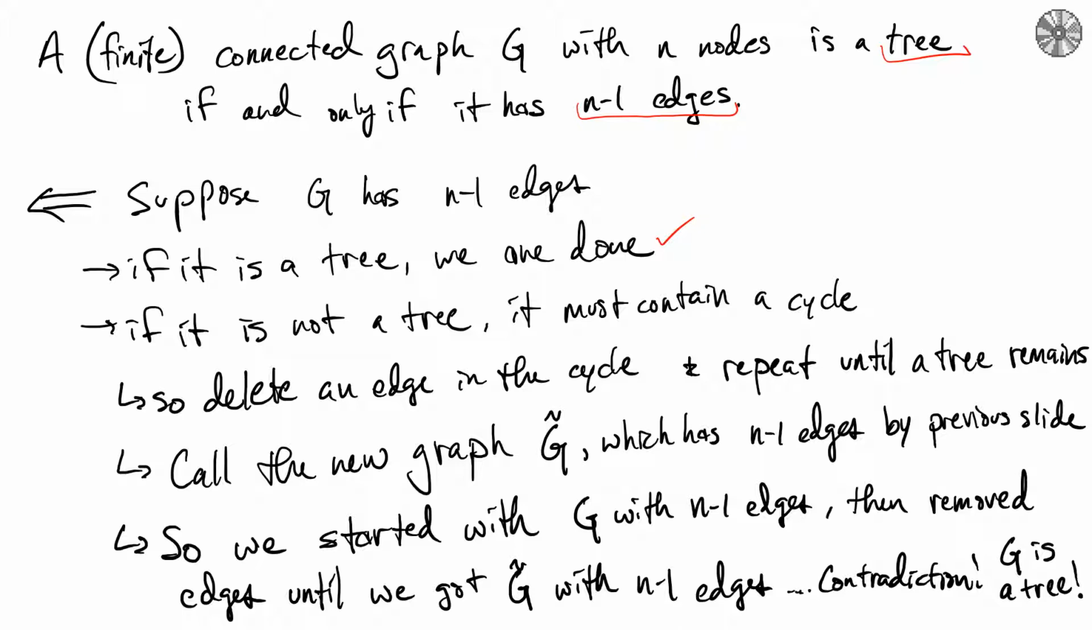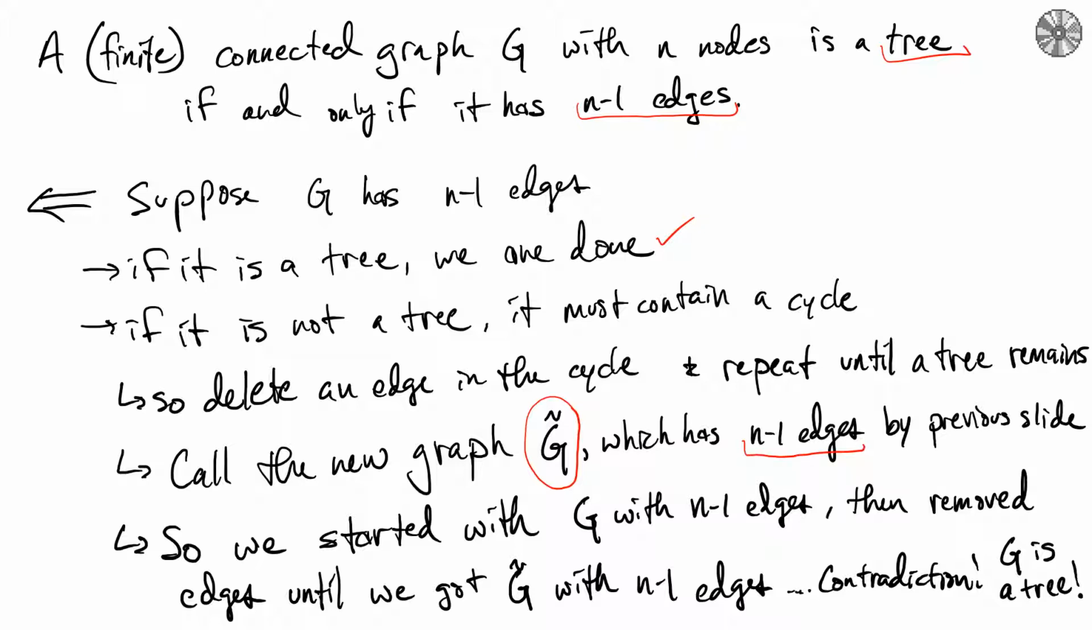the graph. And so what we're going to do is pick an edge in that cycle and delete it. And we're going to do that until we no longer have any cycles, which means that we're going to have a tree once we delete all the edges that form those cycles. And if we call the graph that remains G tilde, that has to be a tree. And by virtue of the previous slide, we can say that that tree needs to have n-1 edges.